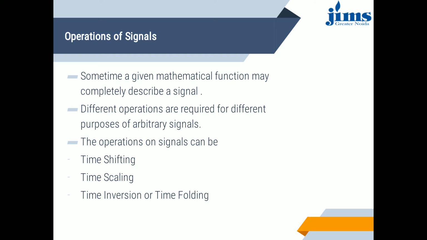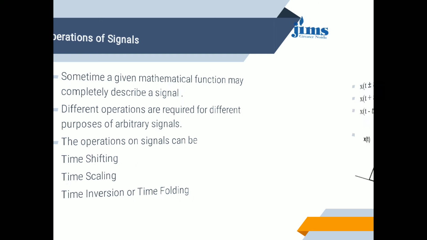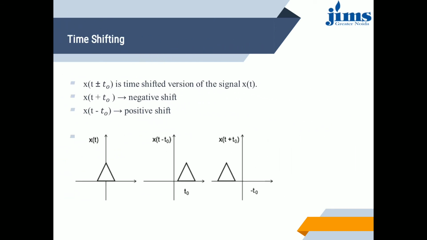Sometimes a given mathematical function may be completely described as a signal. Different operations are required for different purposes of an arbitrary signal. The first one is time shifting. Mathematically, the time shifting of a continuous time signal x(t) can be represented by y(t) equal to x(t plus or minus t naught).